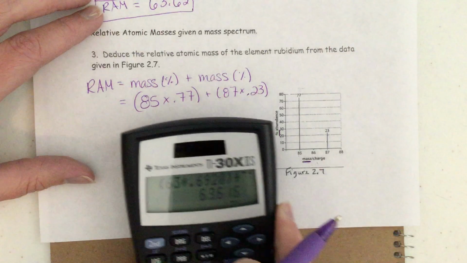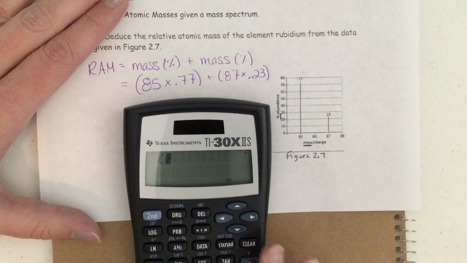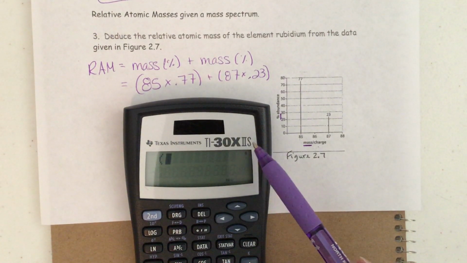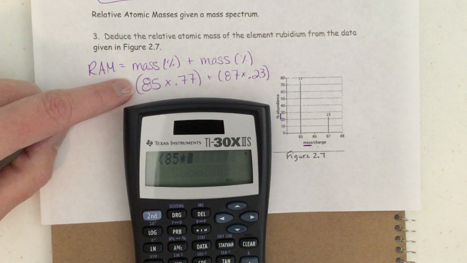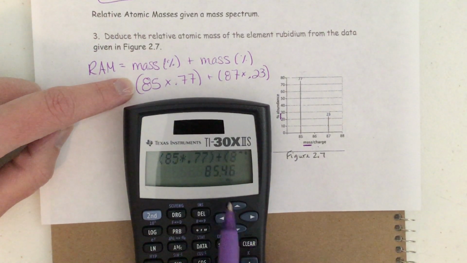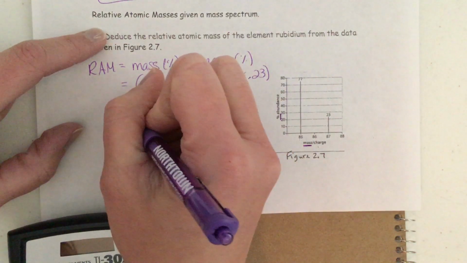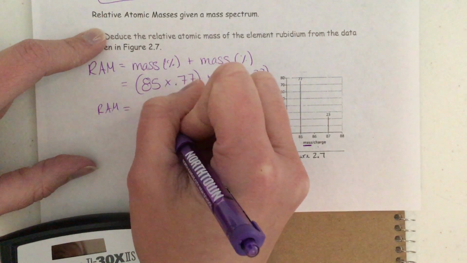And again, I'm going to use my beautiful, wonderful calculator that does parentheses for me. By the way, this is $11 at Walmart. It might be worth the investment, just FYI. 85 times 0.77, close parentheses, plus 87 times 0.23, close the parentheses. 85.46, it's to 2 decimals, so I don't have to round. So my relative atomic mass is equal to 85.46.